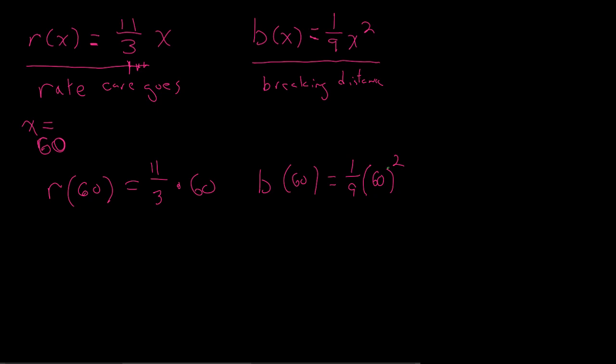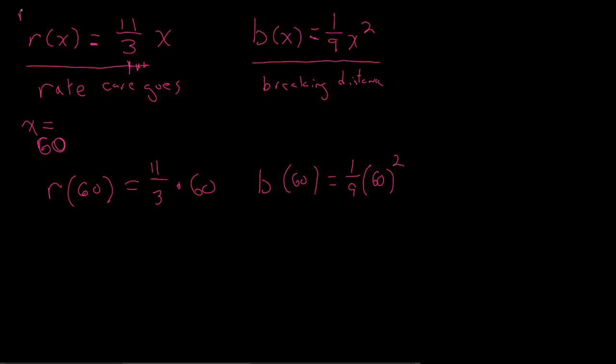All right, so we have two functions that do different things. We have R, which is the reaction distance, how long from when you see something until you can start stopping, and B, which is the braking distance, how long it takes to brake and stop. So you see something at 60, how far have you gone until you stop?